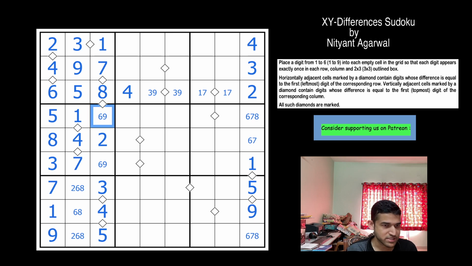So you can use the vice versa here. If you have a 6 here, these have a difference of 5 and that will break the Sudoku. So somehow my brain thought in the reverse direction. 6. Right? Okay.